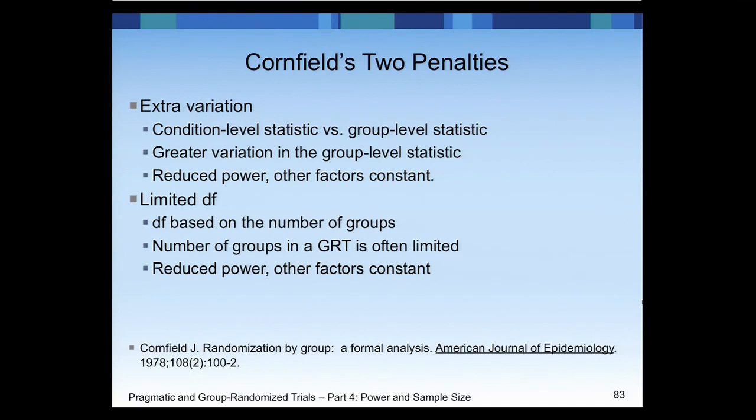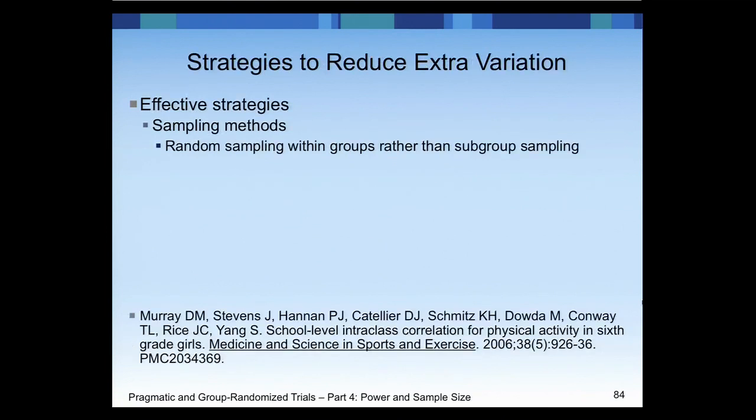if we do a proper analysis. The paper by Jerry Cornfield, published in AJE in 1978, is a classic paper in group randomized trials. It's very short, so I recommend it to you.